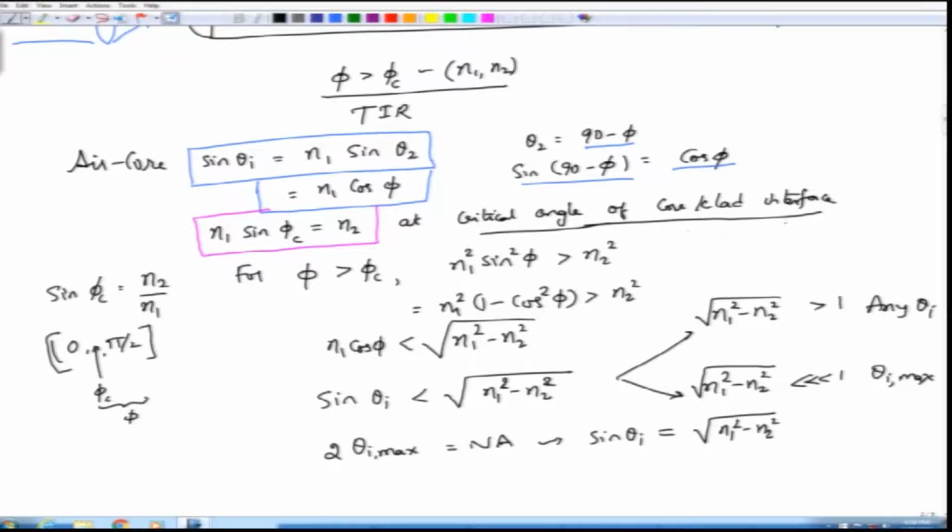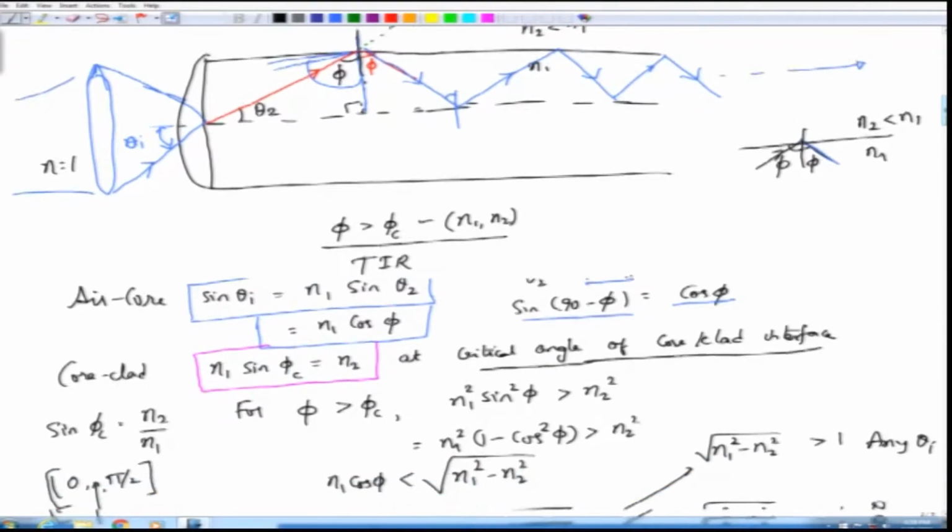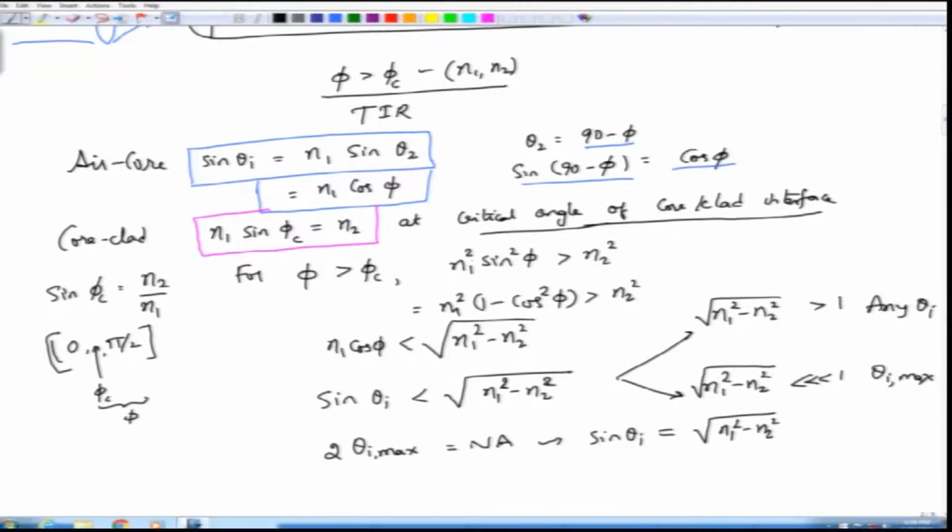Any angle phi greater than phi c will also tell me, if I go to the same core clad interface equation, n1 square sin square phi, phi being the angle of incidence which we have shown here in this picture. So, this is the angle of incidence. So, when phi is greater than phi c, then n1 square sin square phi is greater than n2 square. Obviously, for this reason you do not get the real solution for phi, and hence you get the total internal reflection. But other than that, this equation is valid for phi greater than phi c.